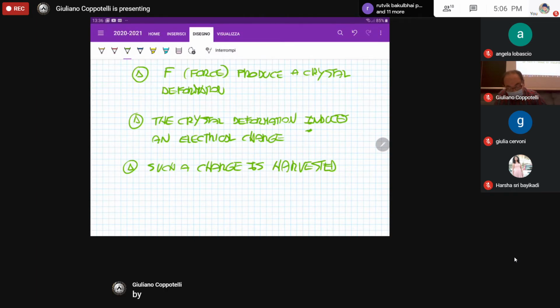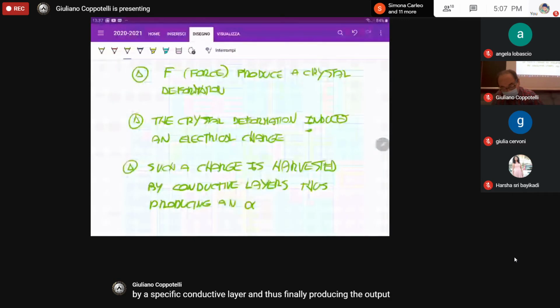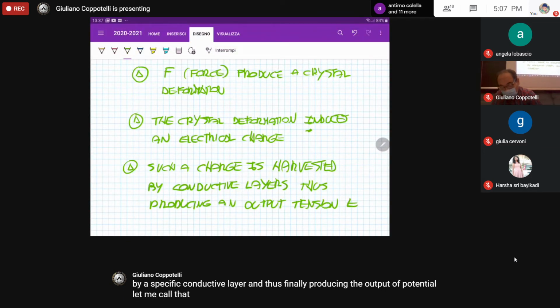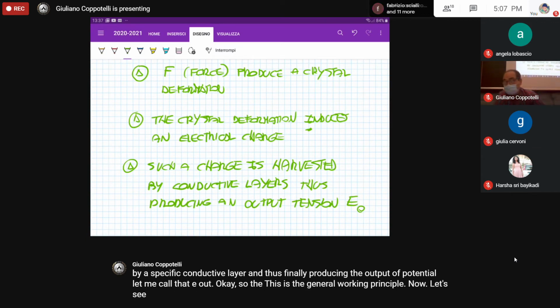By a specific conductive layer, and thus, finally, producing the output tension. Let me call that E output. Okay, so this is the general working principle. Now let's see the general layout of this PZT.